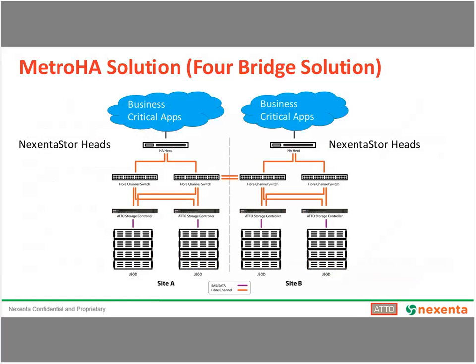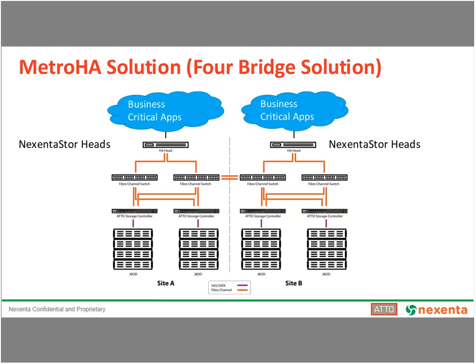And this is how the stretch cluster solution will look. There's two different ways we can do this. The Metro HA solution with 4 of our controllers, 4 of our bridges, will look something like this. You see on the left side, there's a server, Nexenta Store head, switches, some storage controllers, and JBOD storage under Site B underneath that. On the right side, it's exactly the mirror of the left side of the diagram.